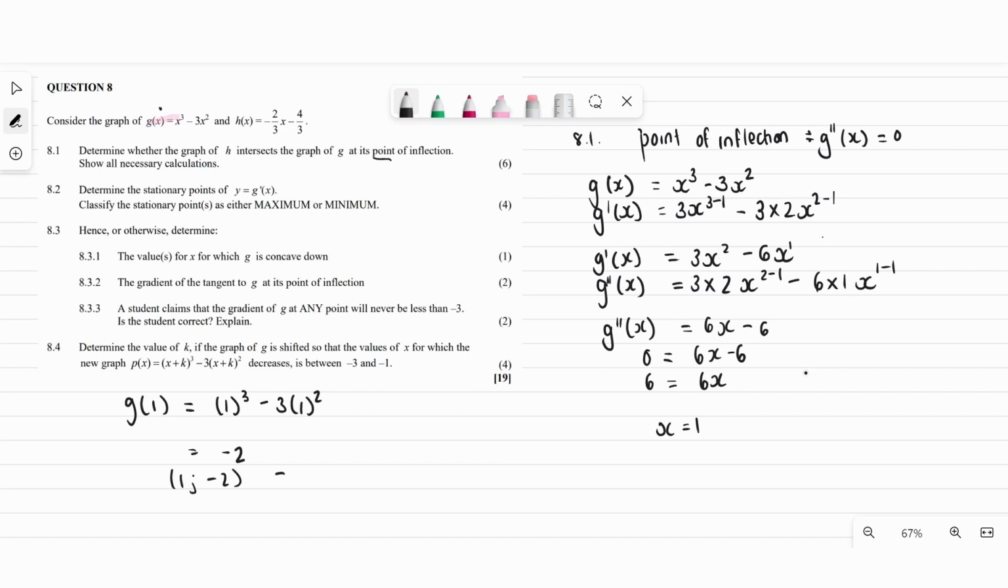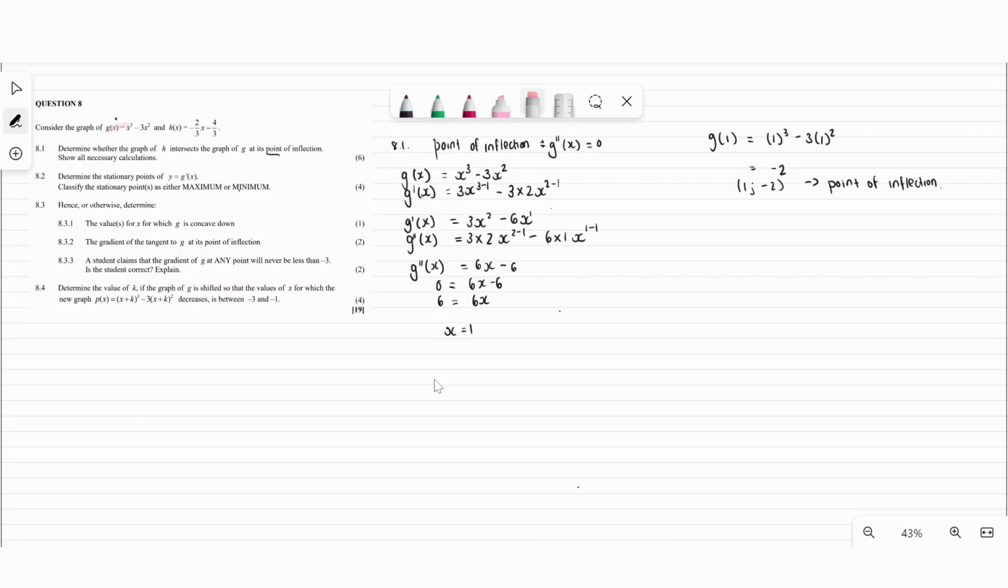So remember, this is the point of inflection. But remember that in the first question, they said we need to basically check whether the point of inflection is where g of x and h of x intersect. So now we need to check whether our x, where x is equal to 1 here at h of x, is it going to give us what?